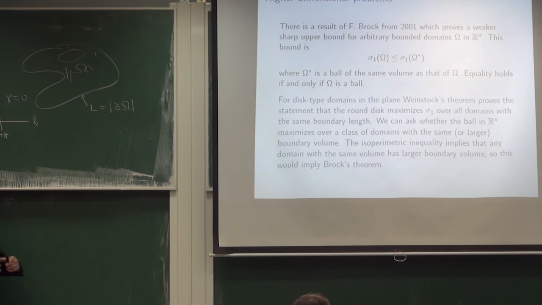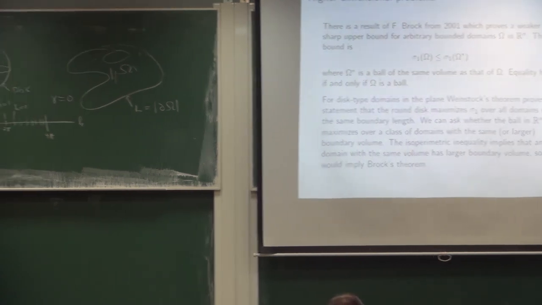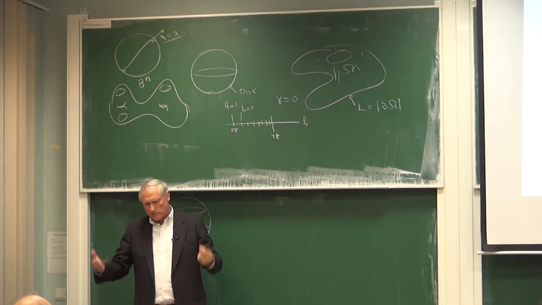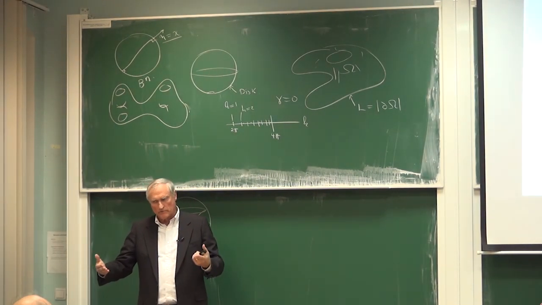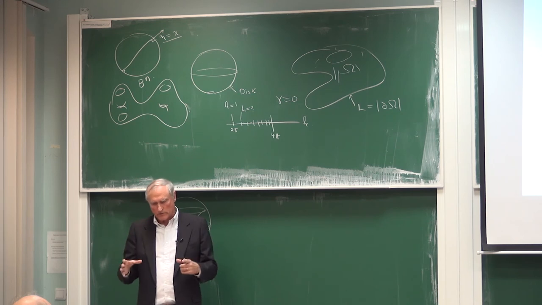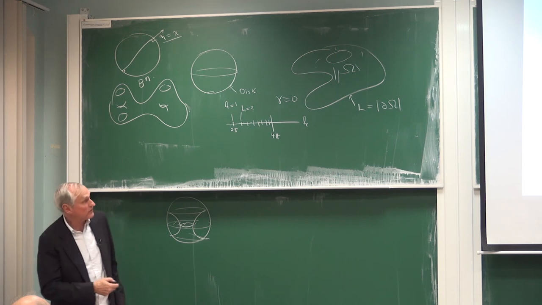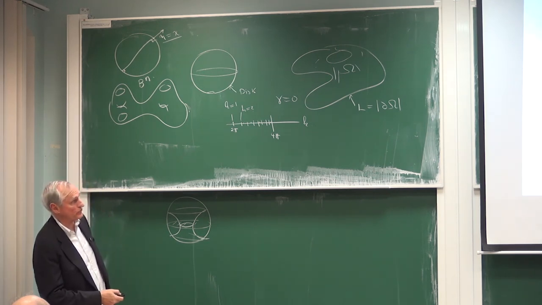And so the result with normalized boundary volume would imply Brock's theorem by the isoperimetric inequality, because if you normalize the interior volume, then the boundary volume has to be greater than the volume of the ball. And so from there you can see that if you have a theorem like Weinstock's theorem that works with the boundary volume normalized, then that would imply Brock's theorem. So Brock's theorem is strictly weaker than the Weinstock theorem, but the Weinstock theorem only holds for simply connected domains.